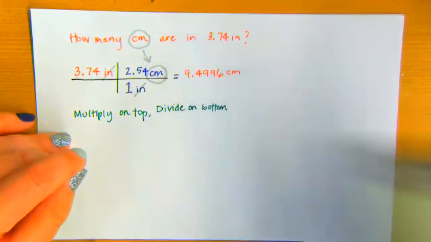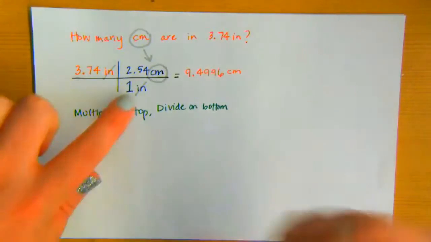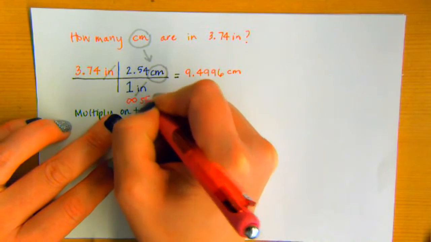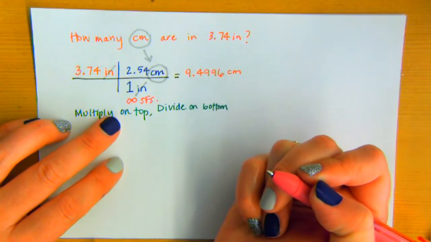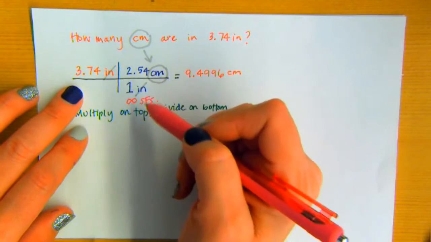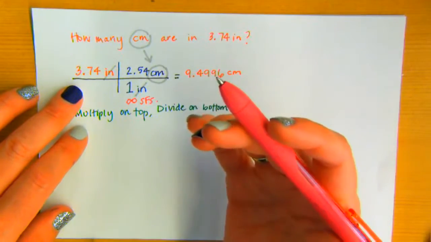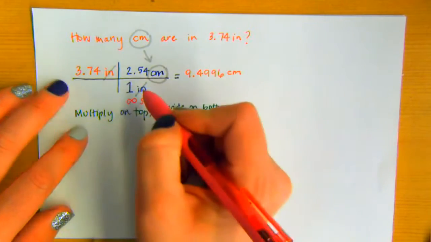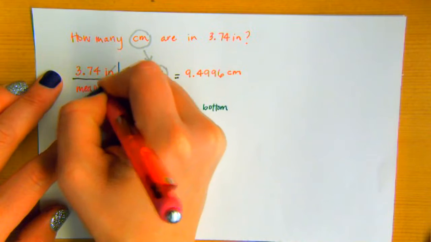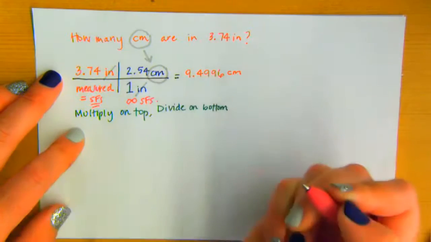Now, the question is how do we appropriately round this? Well, something to remember is that these are conversion factors. Conversion factors have infinite sig figs. The 2.54 and the 1 inch, that's a conversion factor. It's a defined value. It has infinite sig figs. 3.74 inches, that is a measured value. And so that determines our sig figs.